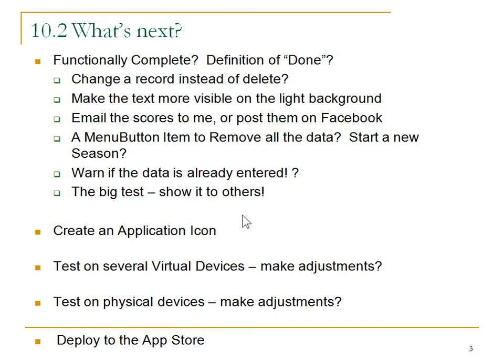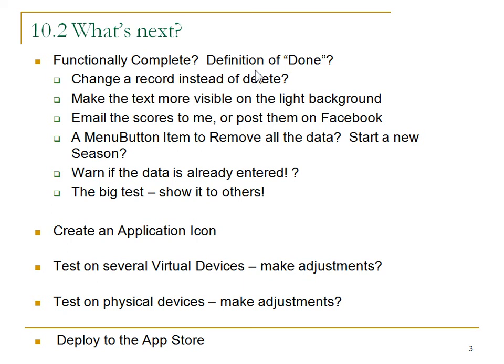Well, what's next? Is our application functionally complete? What is our definition of done? The definition of done is often difficult. If you don't have an exact spec written down, this is one of the problems with agile development. You develop things in an agile way and you change it as you go along, and that's good, and then it never is finished, and that's bad.